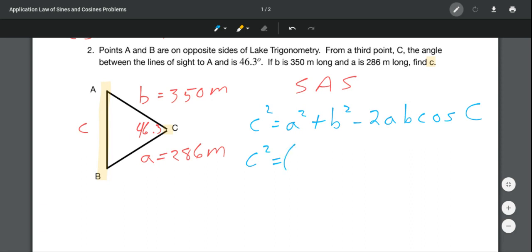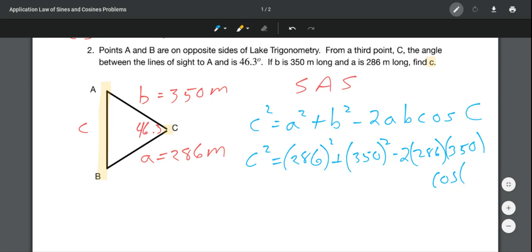So if we take a look at this, I can plug in my values to get C squared is equivalent to 286 squared plus 350 squared minus 2 times 286 times 350 times cosine of 46.3. All right, so we're looking at 46.3. And I'm just going to stick that in the calculator as I see it. So what am I going to get?